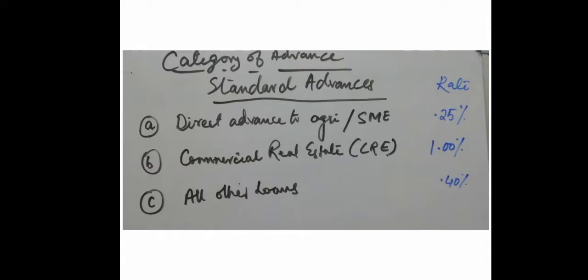Whatever loans are neither covered in the first nor the second segment will have a provision of 0.4%. 0.4% means they are supposed to hold provisions to the tune of 0.4% of the total value of the loan portfolio. This is under the standard asset category.